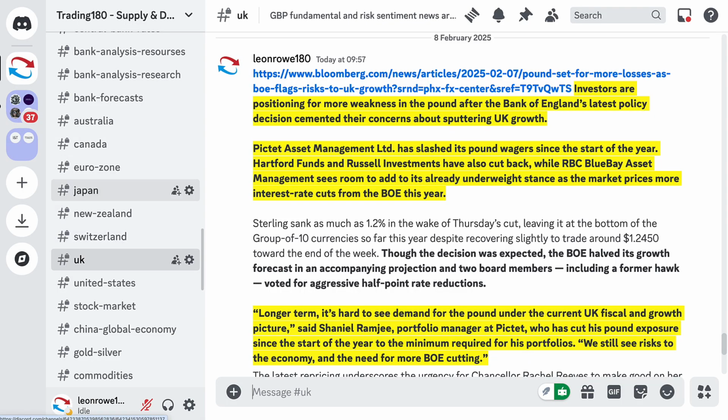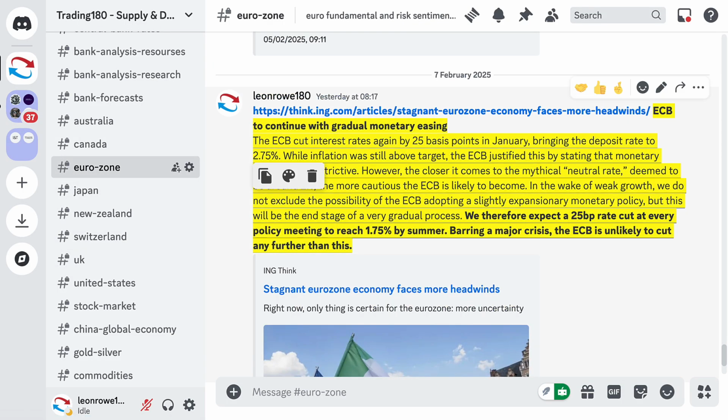Fundamentally, Europe should continue with gradual monetary easing. And it says here from ING, the ECB cut rates again by 25 basis points in January, bringing the deposit rate down to 2.75%, while inflation was still above target. The ECB justified this by stating that monetary policy is still restrictive. However, the closer it comes to the mythical neutral rate, deemed to be around 2%, the more cautious the ECB is likely to become in the wake of weak growth.